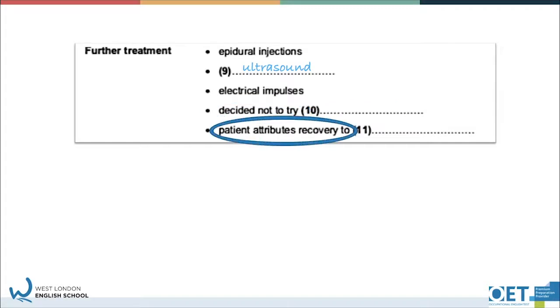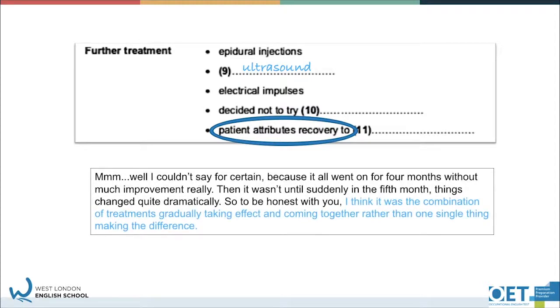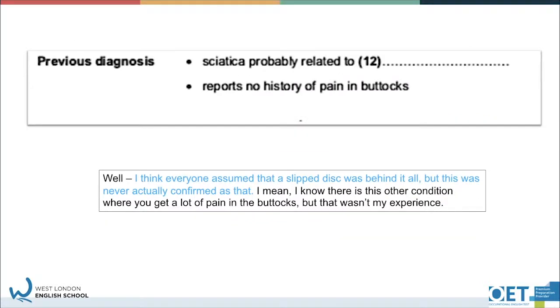And with number 11, the patient said, I think it was the combination of treatments gradually taking effect and coming together rather than one single thing making the difference. Okay, so it's quite a lot to write. Remember, you're restricted to 3 or 4 words. All you needed to write here was combination of treatments. Finally, number 12, the patient said, I think everyone assumed that a slip disc was behind it all. And that was the correct answer, slip disc.